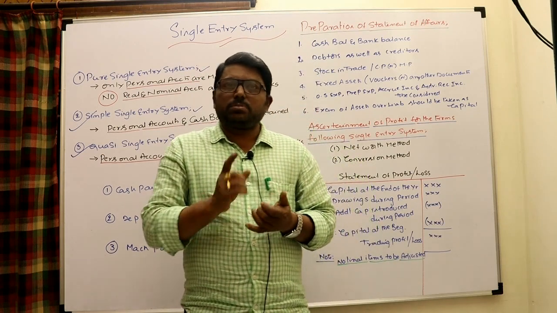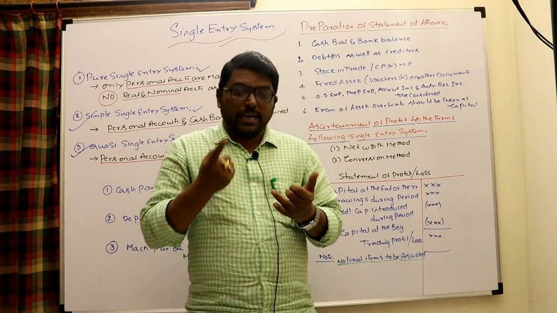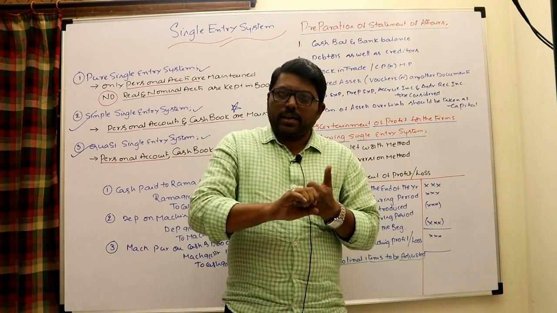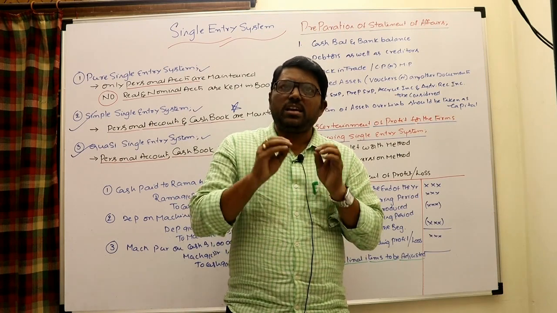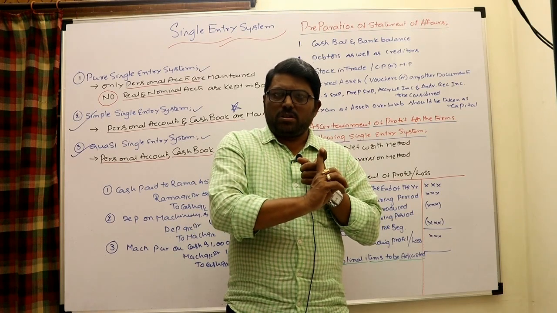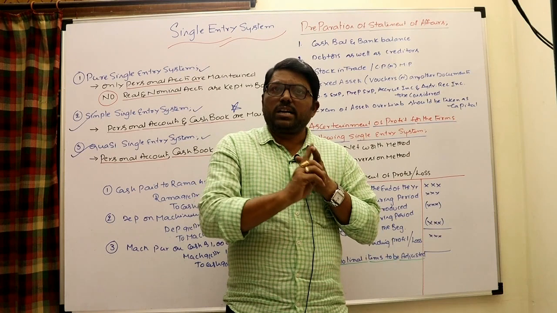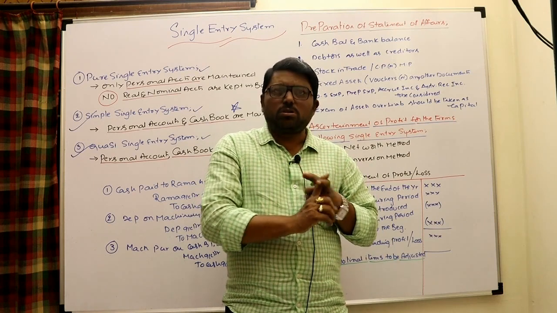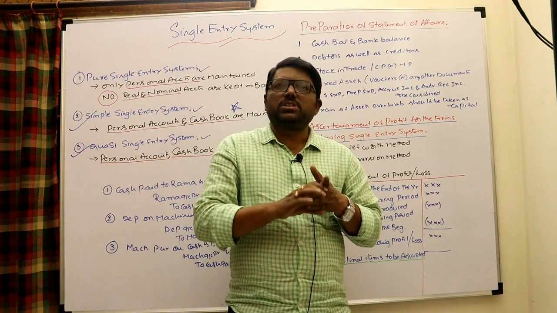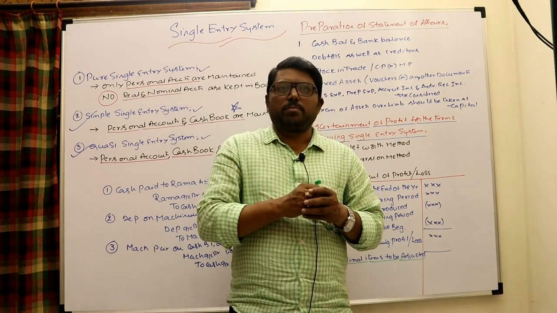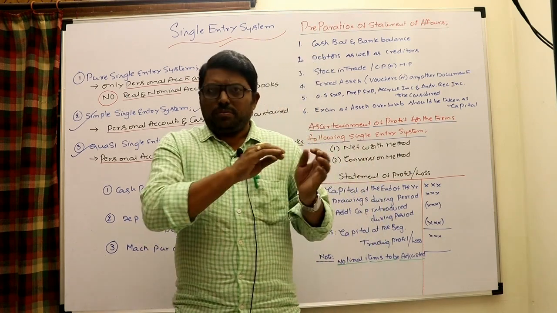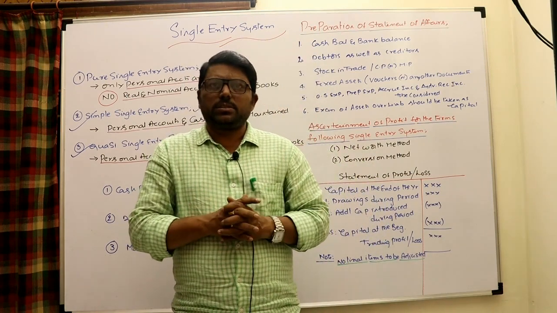Because except additional capital brought in, except drawings, except nominal accounts, except these three, no other account can touch the capital account. No other account will touch the capital account. Only these particular items will affect the capital. For example, if you bring some additional capital, capital will be increased. If drawings are made, capital is decreased.